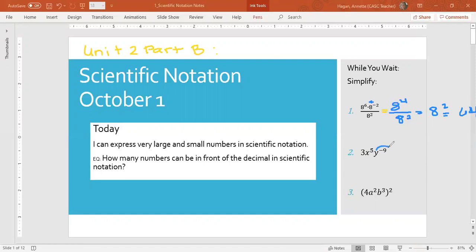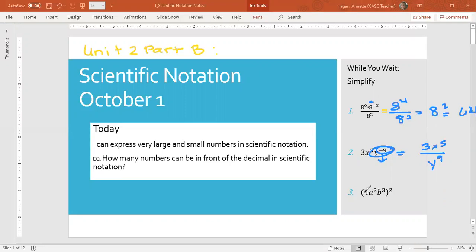There's just this pesky negative exponent we have to deal with. So what we're going to do is we're going to make a fraction. The coefficient gets to stay on top, the positive exponent gets to stay on top, and the variable with the negative exponent is going to move down to the denominator, so it's 3x to the 5th divided by y to the 9th.